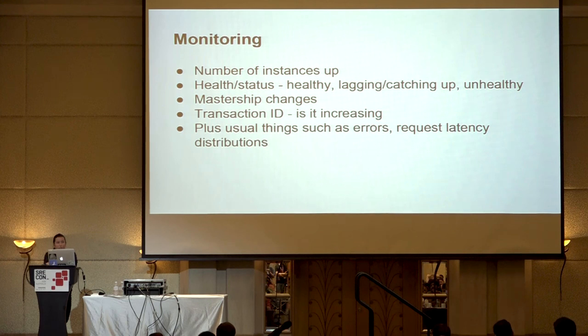There's also the transaction ID, which I talked about earlier. We expect that to always be increasing in your system, and every time a transaction is committed, it should increase. So you should monitor what was the last transaction ID committed and make sure that it isn't going down. That would indicate something is very, very broken in your system, at a fundamental logical level. And you should check that it's making progress. And then the usual things that you would monitor in any system: errors and request latency.